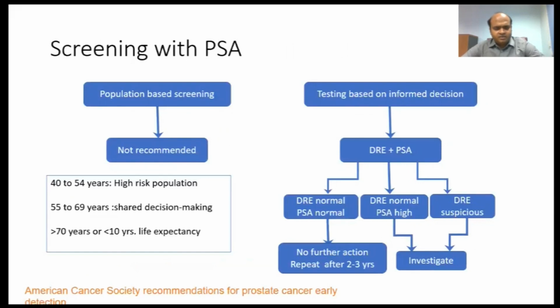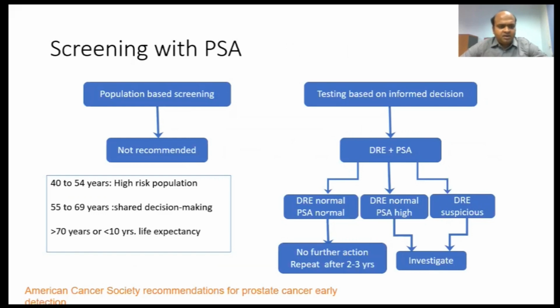There has been a lot of hue and cry regarding screening of prostate cancer with PSA over the last decade. As of now, the current recommendation is that population-based screening should not be done and is not recommended. However, patients with high risk factors like family history or some genetic disease which may increase the risk of cancer, who are 40 to 54 years of age, should be screened with PSA.